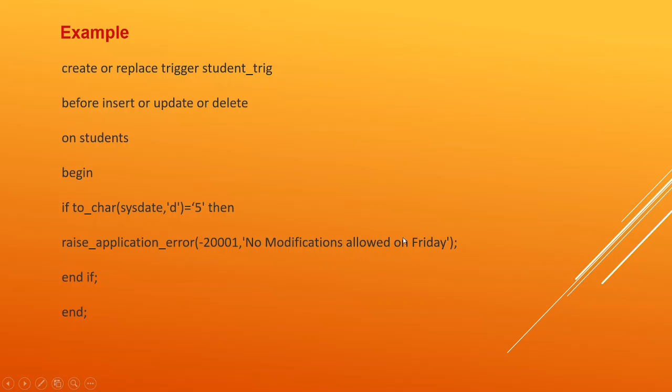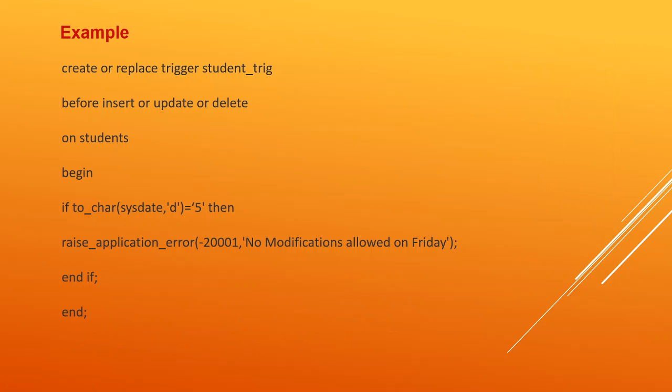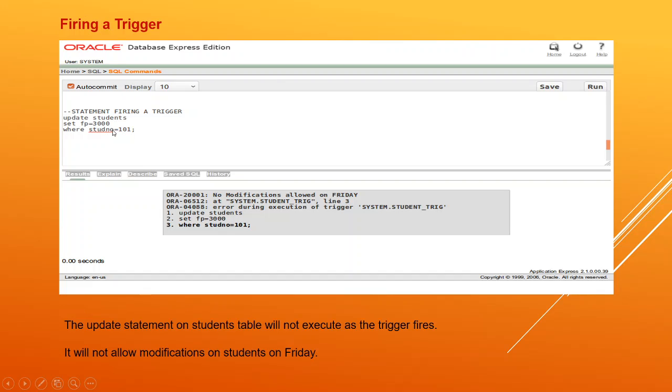So this is just a user message. You're giving a message to the user, some kind of prompt, so that you don't allow him, and you also give the reason why you're not allowing him. So no modifications allowed on a Friday. All right. So when you run the trigger, how do you write it? You're not calling it. Just go back to the previous slide. If you see the name of the trigger, it's student underscore trig. But I'm not using the name of the trigger anywhere here. So how is this trigger getting called?